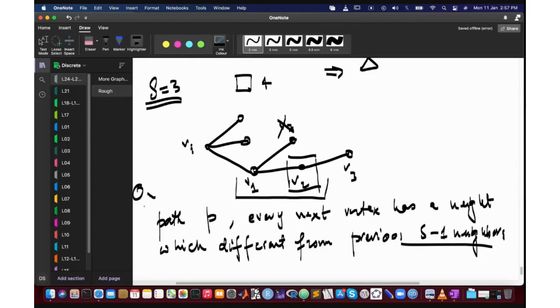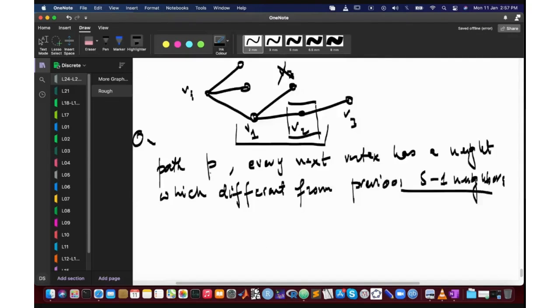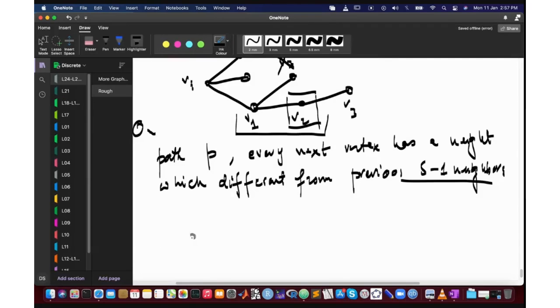Okay, V3's neighbor is different from V1 and V2. It can be Vi. Now there is a possibility that V3 is connected to Vi. But for V2 we knew that it's not Vi. There is a guy which is distinct from V1 and Vi. Okay, so in general what will we do? We'll start at an arbitrary vertex. Let's call it V1.